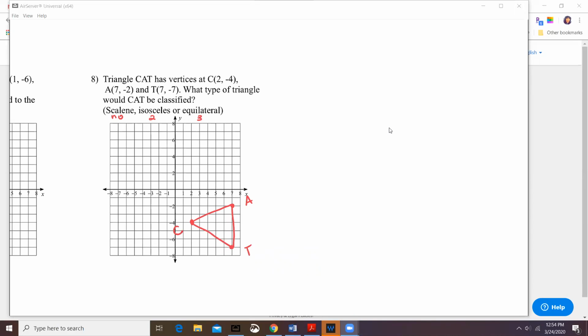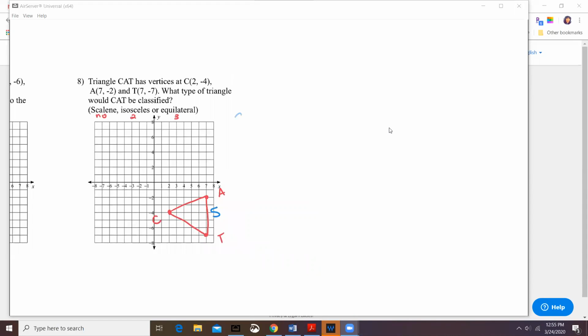Now, AT is easy because you can just count. So 1, 2, 3, 4, 5. So AT is 5. Now I'm going to use the distance formula, and I'm going to find the length of line segment CA.